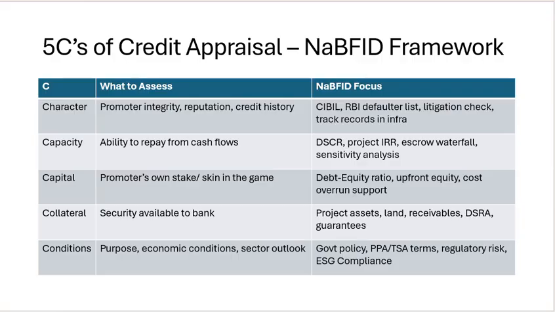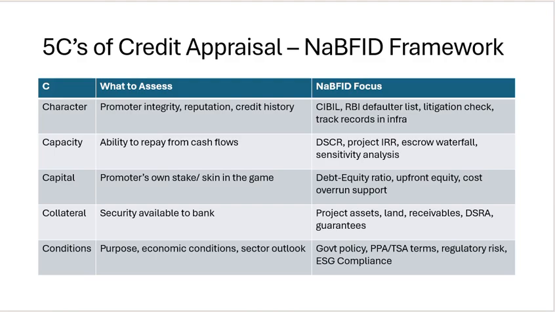If the EPC contractor is not fixed price, how much is the cost overrun? The same applies if the operation and maintenance contractor or the raw material cost increases. What cost overrun support is there from the promoters? We need to check those covenants and conditions in the tri-party agreement or the concession agreement. Then collateral is the security available to banks.